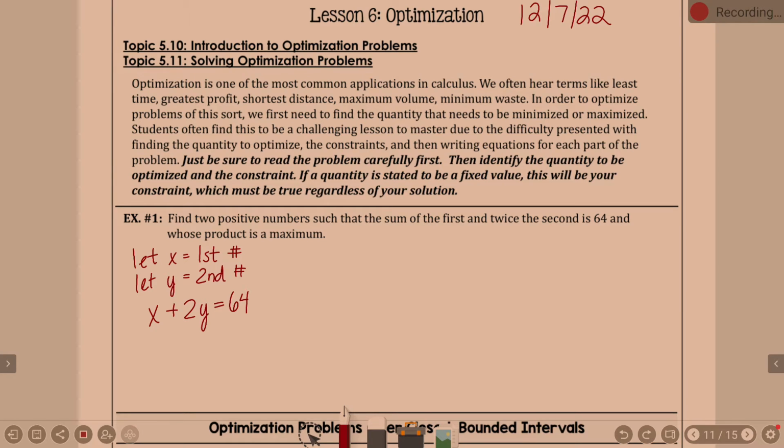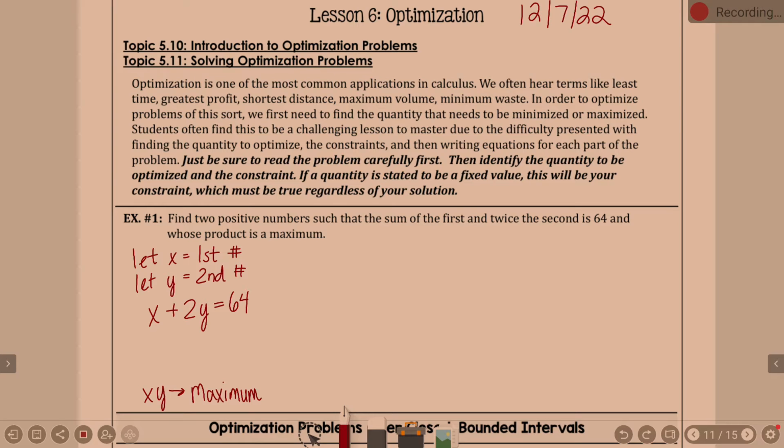You guys are quiet. I'm hoping that's because you're writing it down on your own. x plus 2y equals 64. Now, the other piece of information we know, whose product is a maximum. What do we mean by product? Product being xy, right? And I'm just going to put this down at the bottom because I want to work with this previous equation a little bit. But that's the other piece of information we know, is that the product is a maximum.